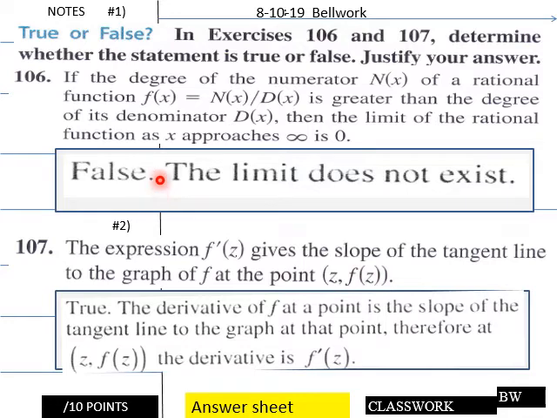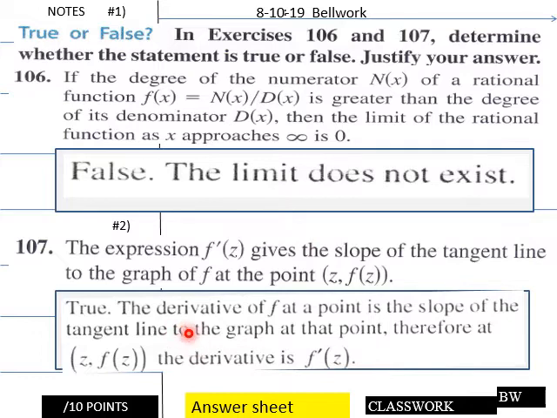Okay, welcome back. Here's the solutions here. The answer is false. The limit as x approaches infinity is 0. Is that true or false? The limit would not exist when you have a situation where the degree of the numerator of a rational function is greater than the degree of the denominator. The limit would not exist in that situation, and students, you should know that.